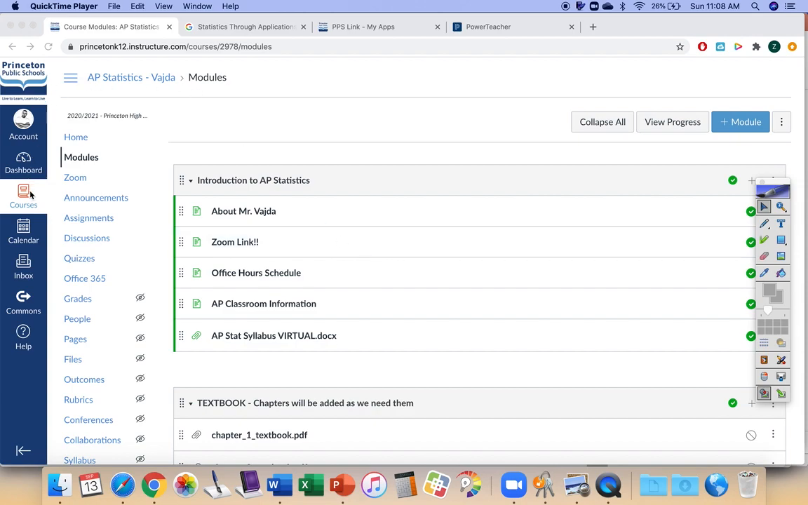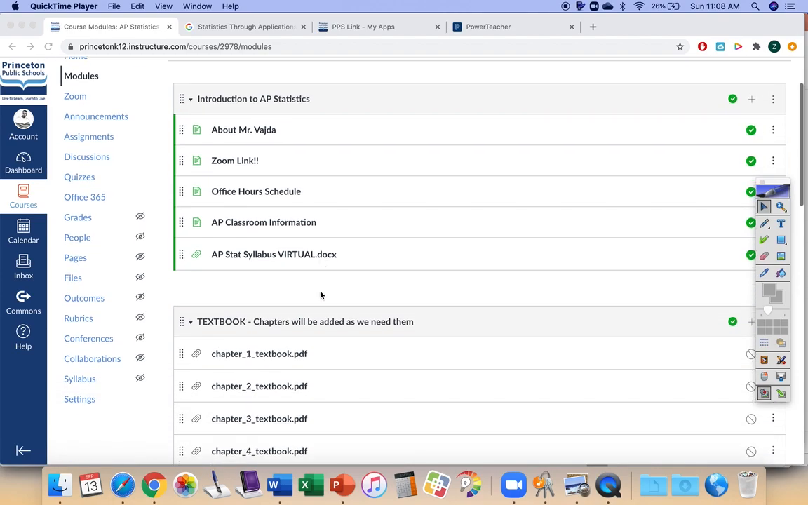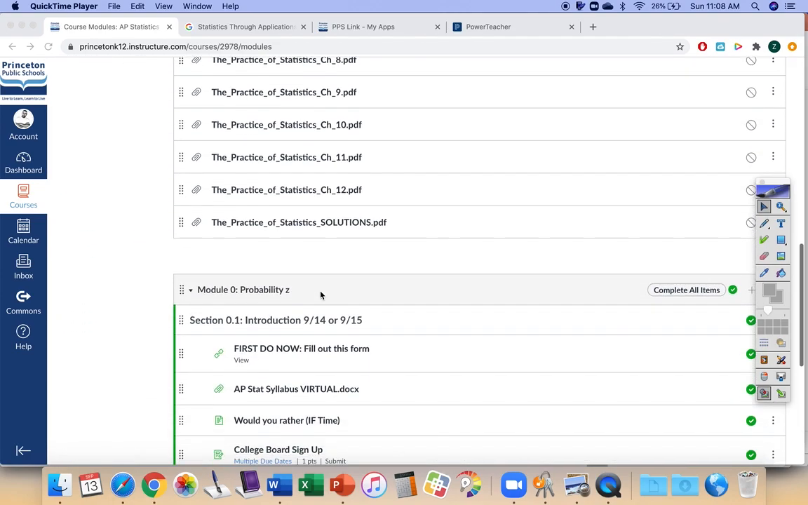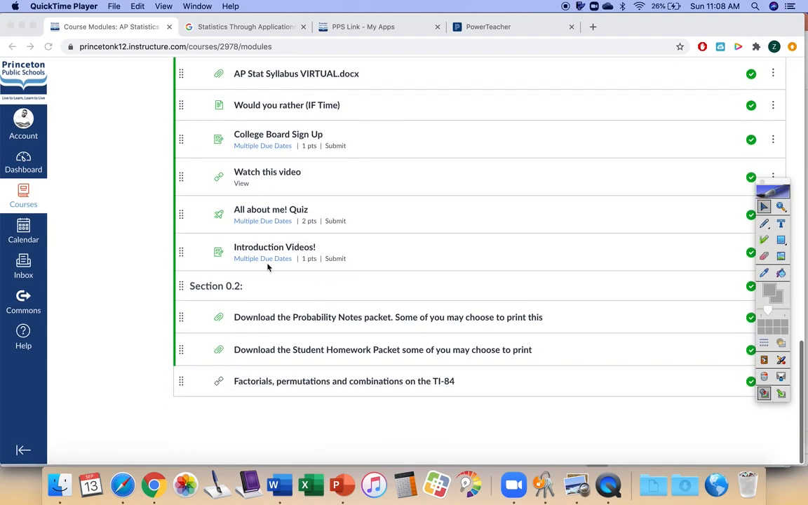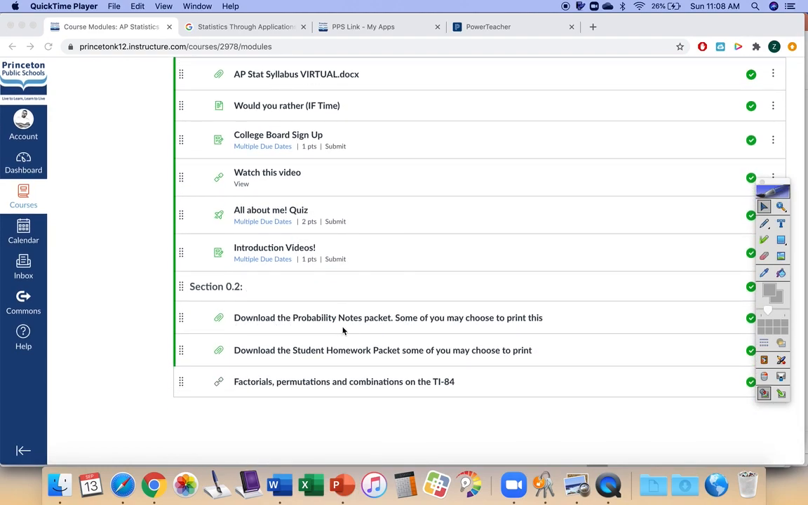I'm starting here on our Canvas page. We're here in class, and I just clicked on the modules. This is what we went over on the first day. I just want to show you that this is the box you've been working on for our first day. Here towards the bottom, download the probability notes packet. That is where we're going to do our notes today. So you want to start clicking right there and getting the notes packet ready.